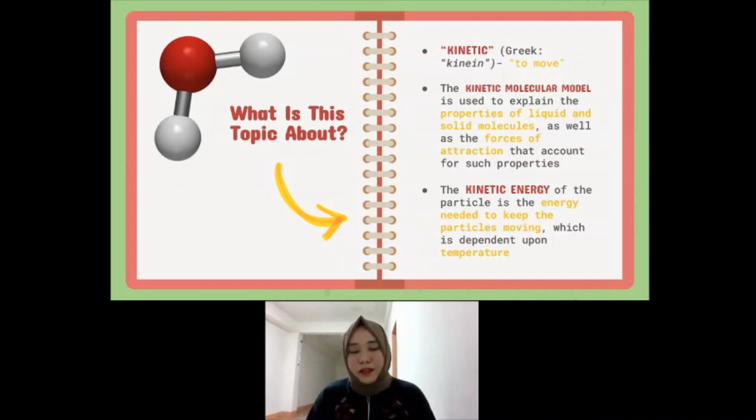So since these particles are constantly moving, of course, there is an energy involved. That's what we call kinetic energy. So kinetic energy is defined as the energy needed to keep the particles moving, which is dependent upon temperature. Generally, class, if there are changes in temperature, for example, if the temperature is too high in a particular condition, of course, the behavior of the molecules or particles differs, regardless if solid or liquid. Okay, so remember, kinetic from the Greek word kinein, it means to move.